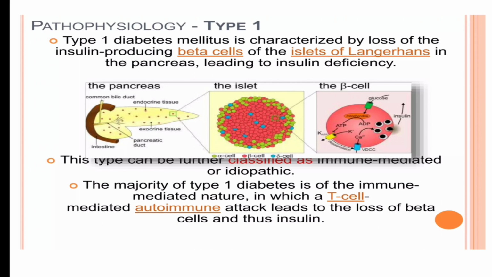Next is type 1 diabetes. Type 1 diabetes mellitus is characterized by loss of the insulin producing beta cells of the islets of Langerhans in the pancreas, leading to a deficiency of insulin.